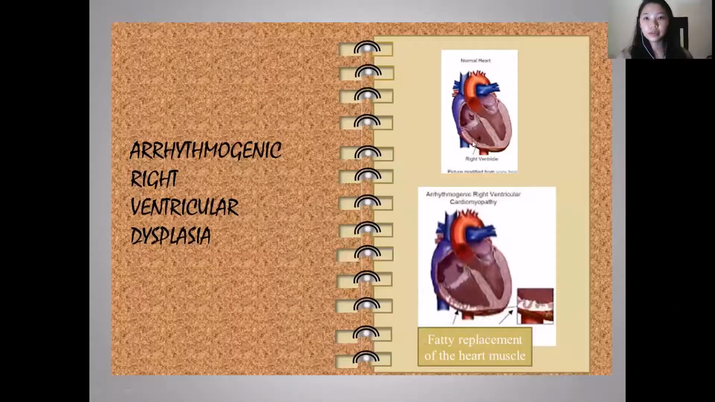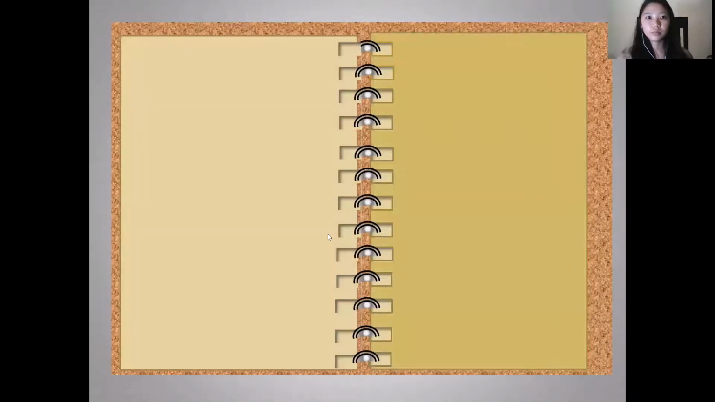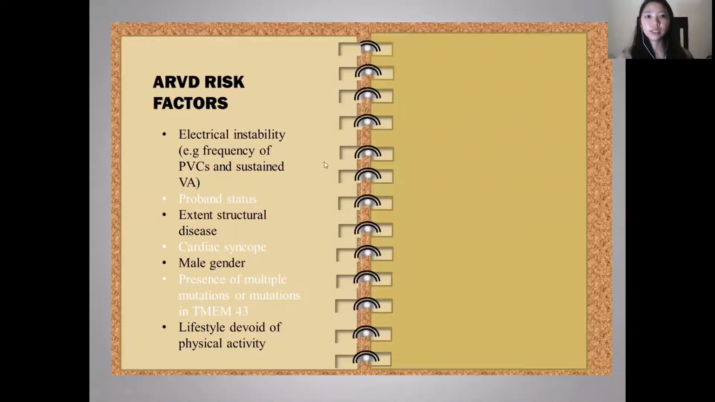So here it is evident that there is a body replacement of the heart muscle. The risk factors of ARVD are electrical instability, frequency of PVCs and sustained VT, proband status, extent of structural disease, cardiac syncope, male gender, presence of desmosomal mutations or mutations in transmembrane 43, and a lifestyle devoid of physical activity.